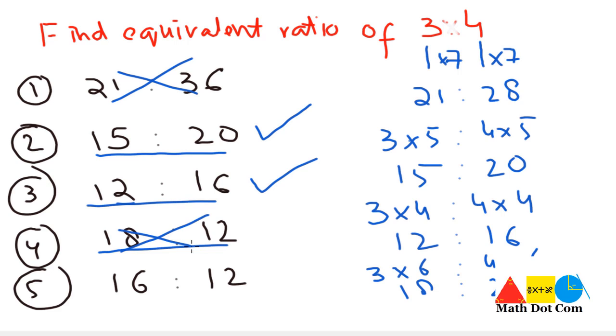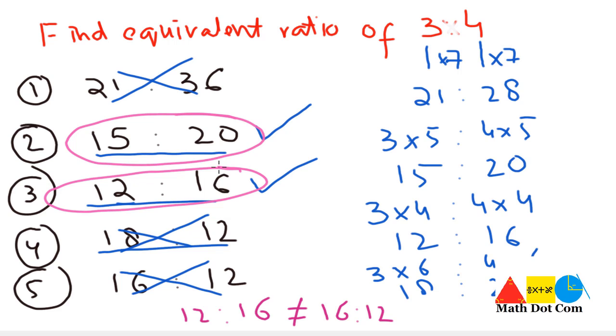Then is 16 is to 12. As we have already seen in the third option, we have 12:16. It means that we cannot consider 16 is to 12 because the order of ratio matters when we calculate the ratio of two quantities. That means 12:16 is not equal to 16:12. It means the equivalent ratios of 3:4 here are 15:20 and 12:16. So hopefully you have got a clear concept of equivalent ratio by understanding this example.